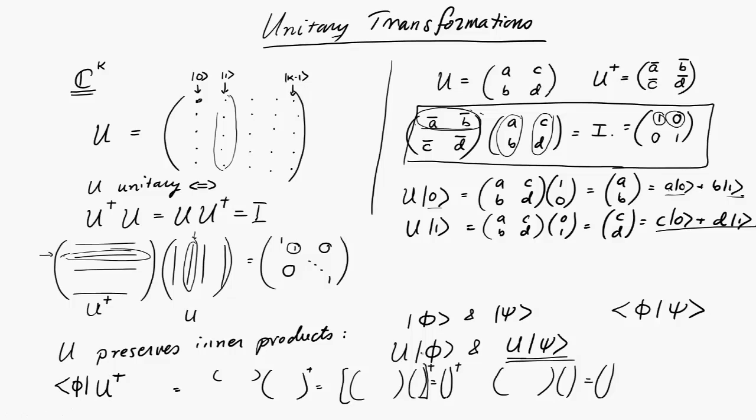Okay, so what's the inner product between these two? You take the bra times the ket, which is bra phi U dagger, and then this is already a ket, so you get U times psi. But U dagger times U is the identity, so these two are equal. So this tells you that U always preserves inner products. So it always preserves angles between vectors.